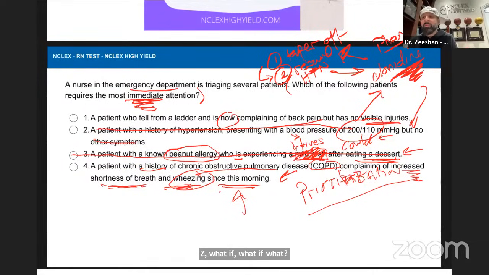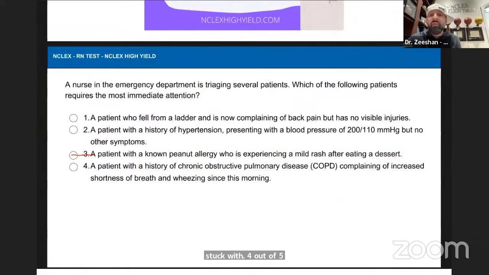We could play that game all day. That'd be a rabbit hole, right? That's a great thing to ask in real life. Okay, they're not indicating that. So we stuck with 4 out of 5. What do you feel? Ask Graph.